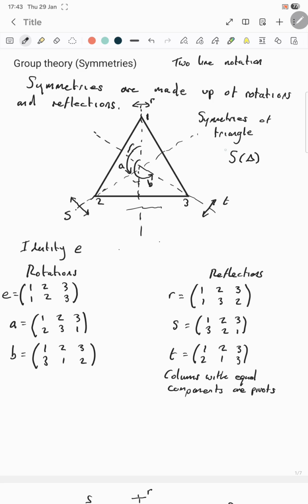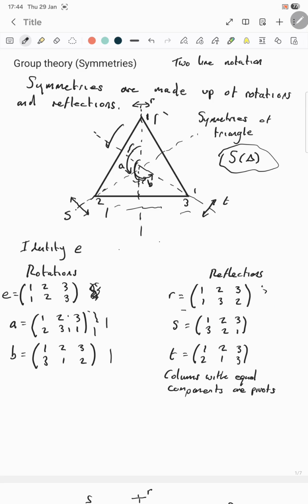Right, now the symmetries of the triangle, we denote it as S triangle. So we always have an identity, which is basically the do nothing transformation, so it's just mapping it onto itself. And we have A here, which is a rotation. So we're going from 1 to 2, and then 2 to 3, and then 3 to 1, and so on. And B is the rotation here, and so on.